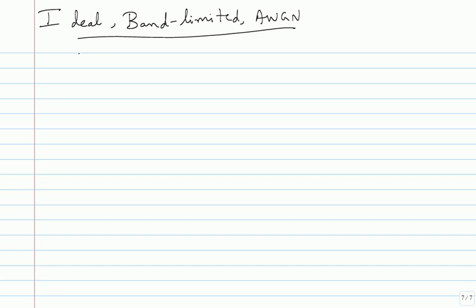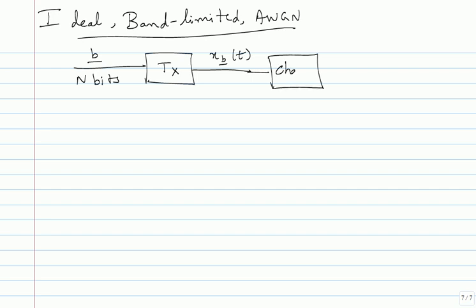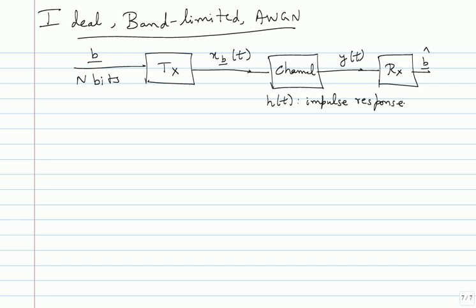So what is the picture that I'm going to have? The old picture still remains. The problem I have is still the same. It's not in any way different. I have n bits which I want to transmit. So I'm going to use a transmitter and put out some XB of T, which is going to go through a channel. And I'll get a Y of T, which I want the receiver to process and get a B hat. So this is my picture. And how am I going to model the channel? I'm going to model the channel with an impulse response H of T, and that impulse response will correspond to a Fourier transform H of F.